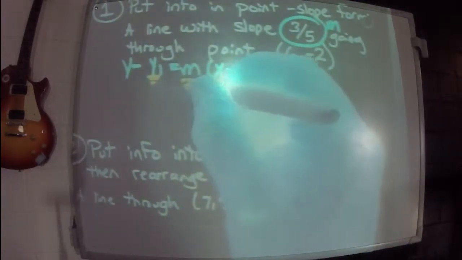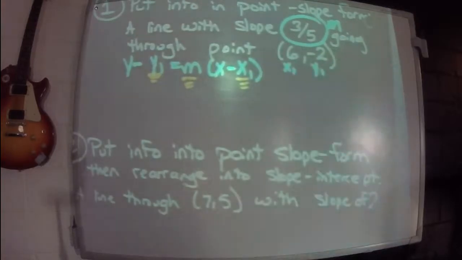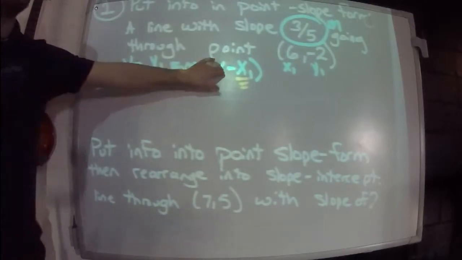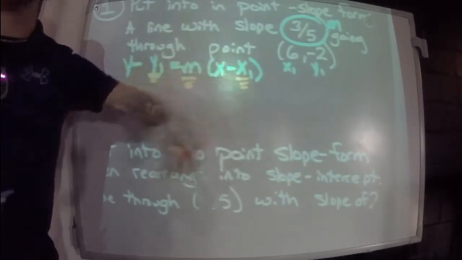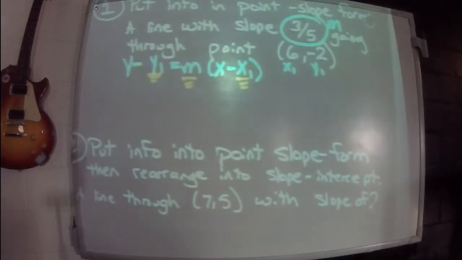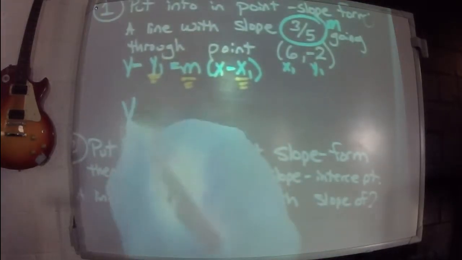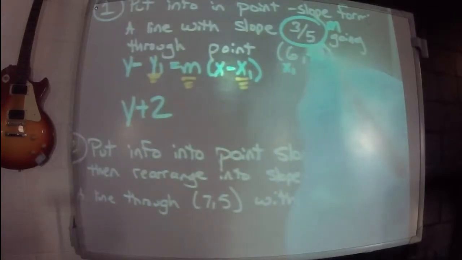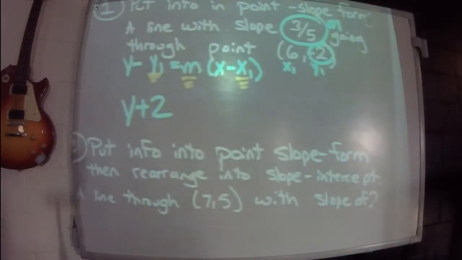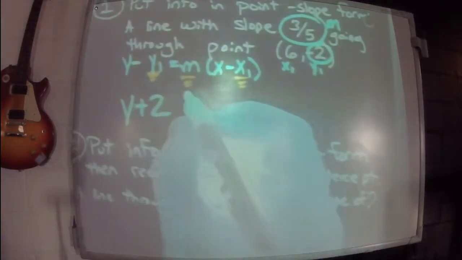y1, m, and x1. That's where the numbers are going to go. Every time you use this form, you will see the y right here, you'll see the x right here, but you'll see number, number, number. All right, y minus y1. What's my y1? -2. So it's y minus -2, so I'm actually going to put y plus 2. There's my y1.